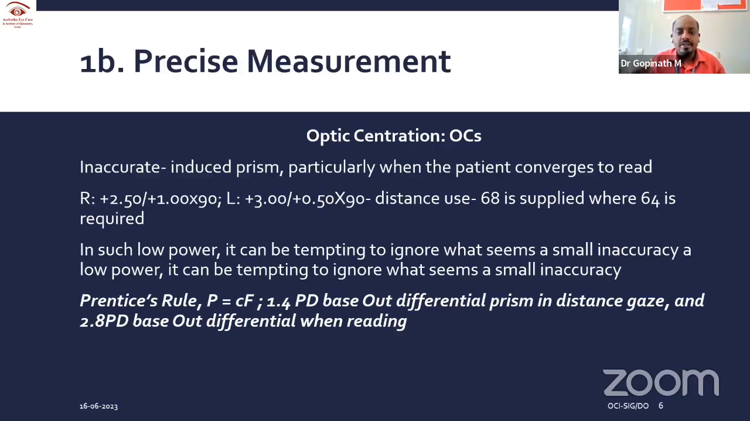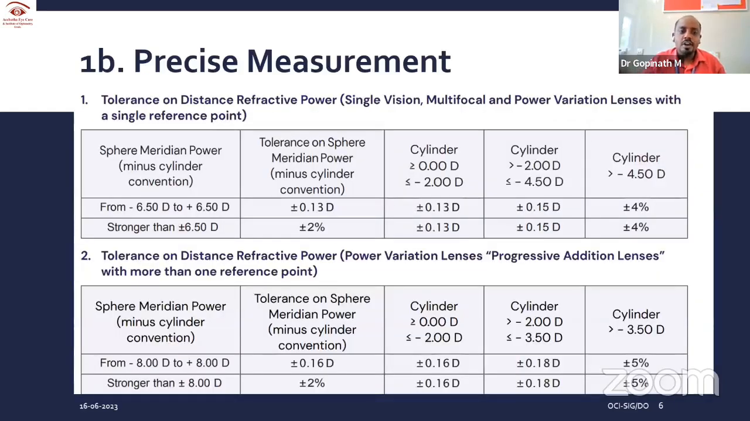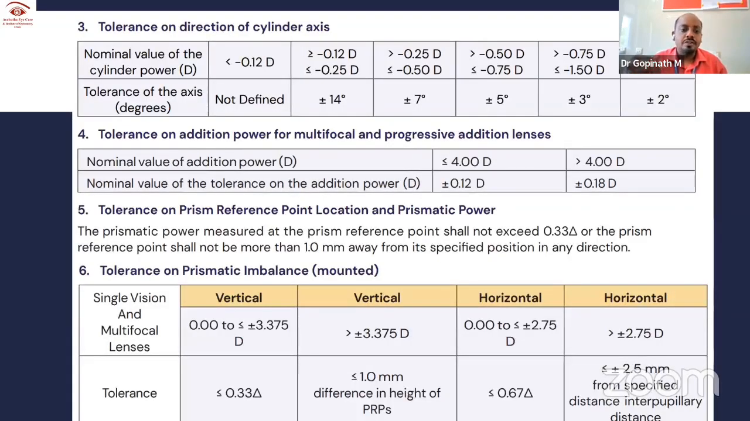So even a small mistake in your pupillary distance measurement is going to affect the patient's overall performance and visual outcomes. This is the tolerance limit suggested by the ANSI standard: how much cylinder can be tolerated, how much spherical power can be tolerated as per the range of prescription, for single vision as well as progressive lenses, and how much deviation at the prism reference point can be tolerated in progressive lenses. This is available outside. So make sure you do not make mistakes in precision measurement, especially your optical centration and pupillary distance.